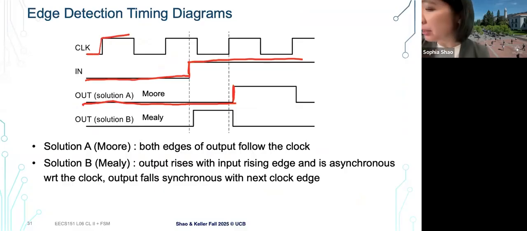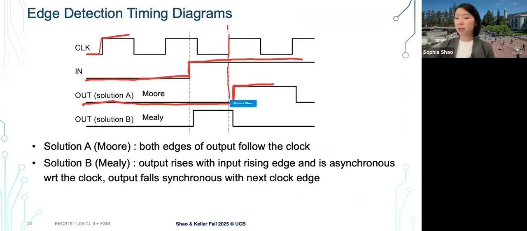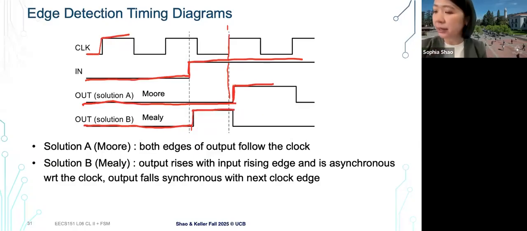So the output of the Moore machine is always synchronized with the clock. When the clock changes, my output changes. Versus the Mealy machine, where my output is a function of both the clock and the input, right? So here, when the input changes, my output changes.